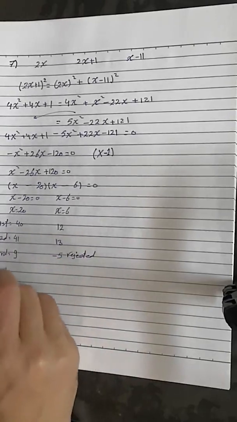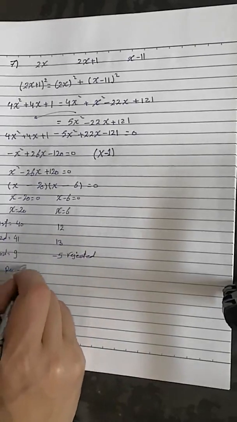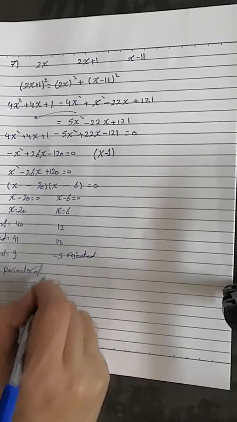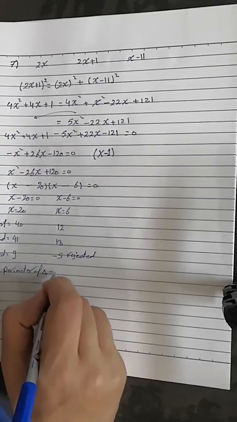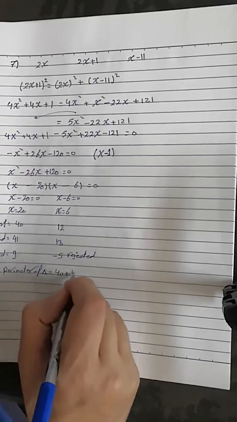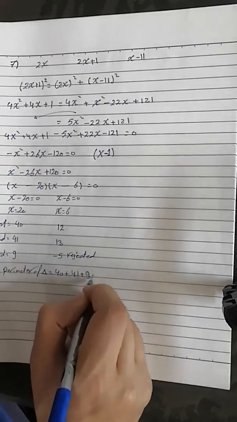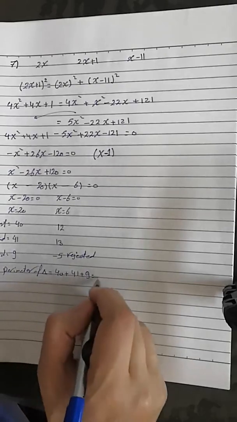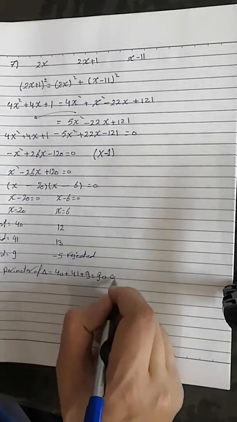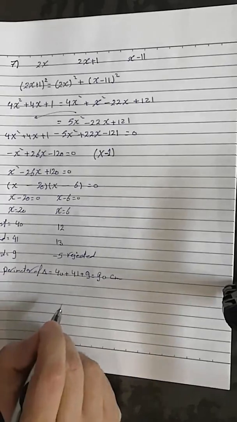So the perimeter of the triangle equals 40 plus 41 plus 9. 40 and 40 is 80, plus 10, so it's 90 centimeters or unit length, whatever.